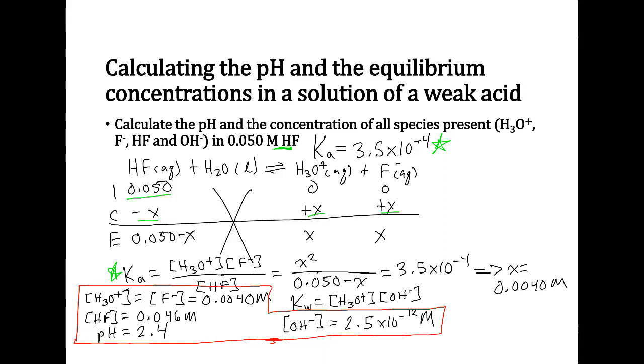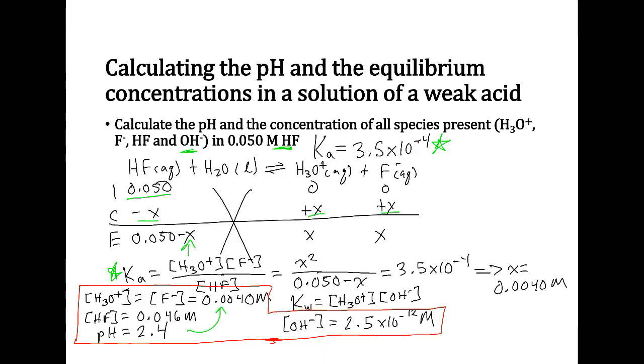0.0040. So from here we know that the concentration of H3O+ equals the concentration of F-. So that means the concentration of both of those is 0.0040 molar. The concentration of HF, we can just plug in x here and solve for it. We can find the pH from the concentration of H3O+ right up here, using pH equals negative log of H+.